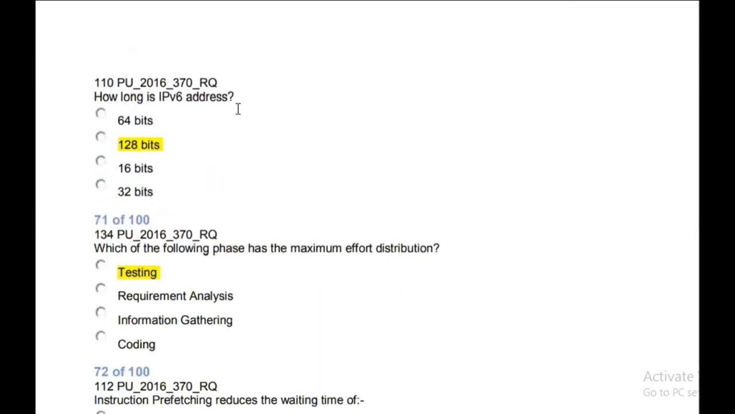Next question, question number 70. How long is an IPv6 address? IPv6 address is 128 bits long. Option B is correct, 128 bits.